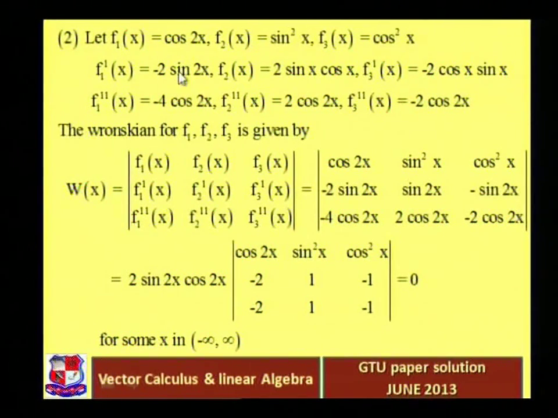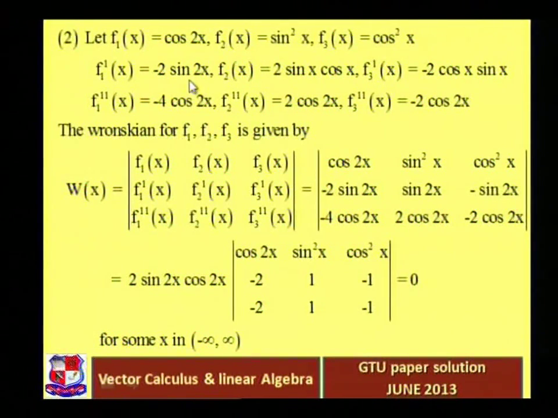The derivative of cos 2x is minus sin 2x, and the derivative of 2x is 2, so here we have minus 2 sin 2x. The derivative of sin square x is 2 sin x cos x, and the derivative of f3 x, cos square x, is 2 cos x times minus sin x, so minus 2 cos x sin x. Okay. Now we know that 2 sin x cos x is sin 2x, so this is actually sin 2x. Similarly here, minus 2 sin x cos x is minus sin 2x.